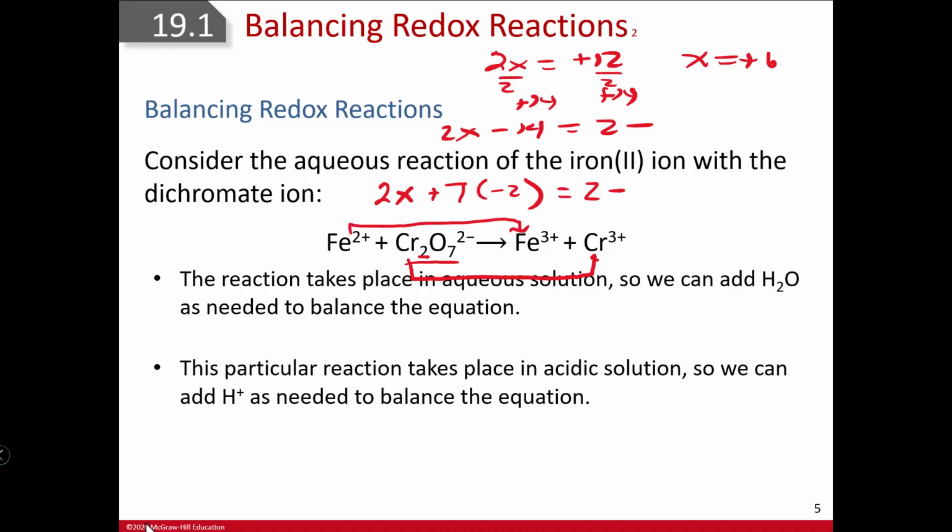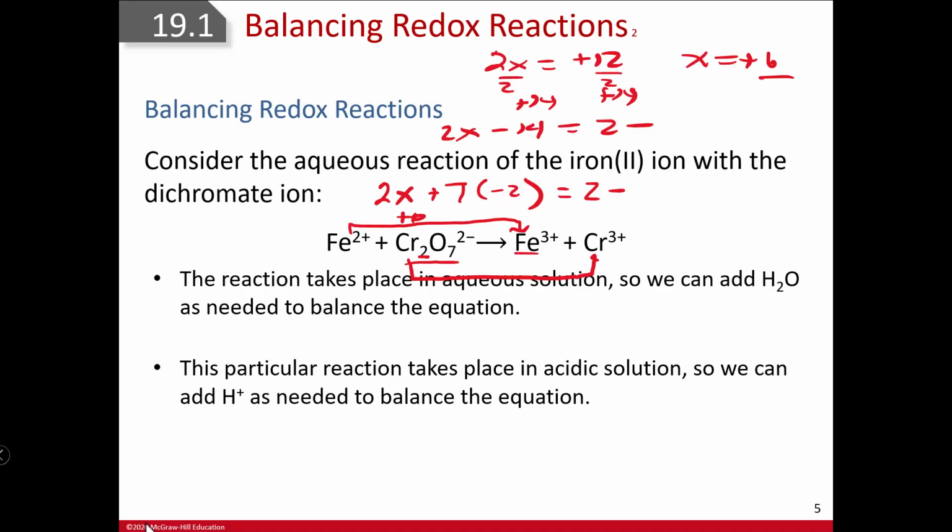So iron's losing an electron. It's being oxidized. Chromium is being reduced. It's going from a positive 6 here for each individual chromium to a positive 3. So it says the reaction takes place in an aqueous solution. So we can add H2O as needed to balance the equation.